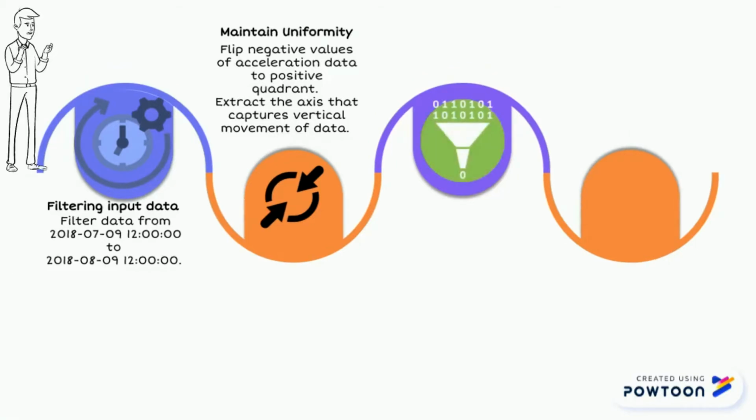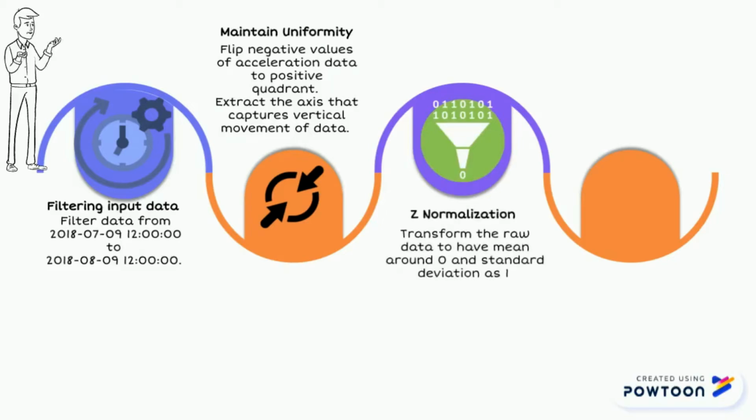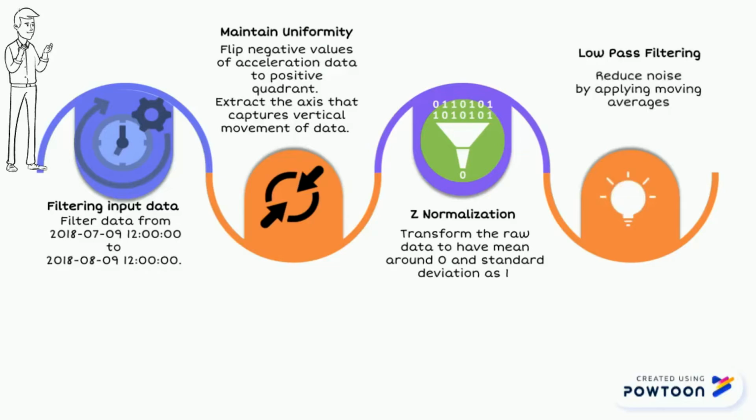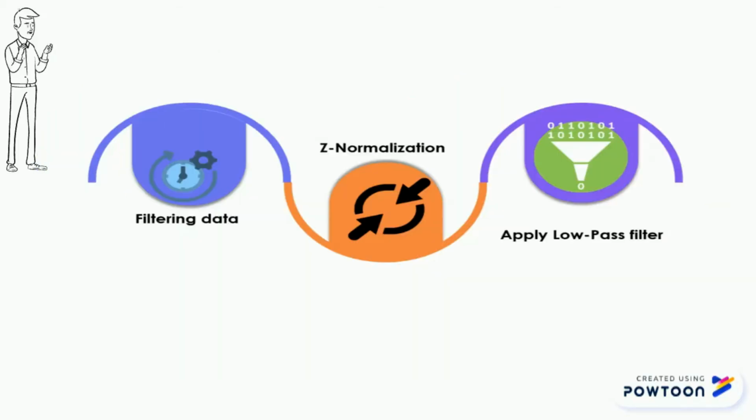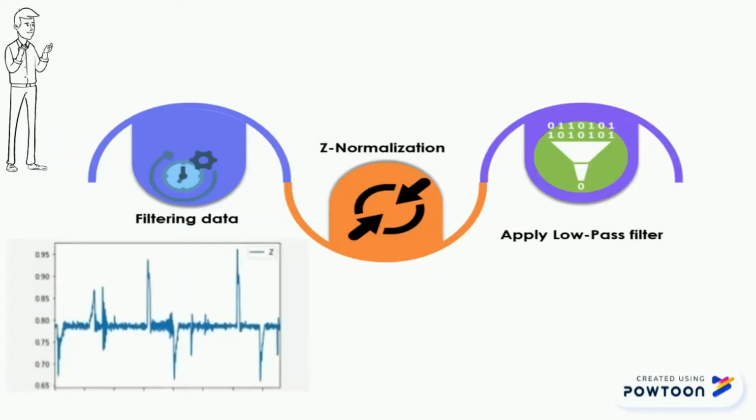Another important aspect was Z normalization to standardize samples to zero mean and unit standard deviation. This helped us in finding structural similarities and dissimilarities in the data. We also applied a low-pass filter using moving averages to reduce noise while retaining the sharp responses. An example is highlighted here.